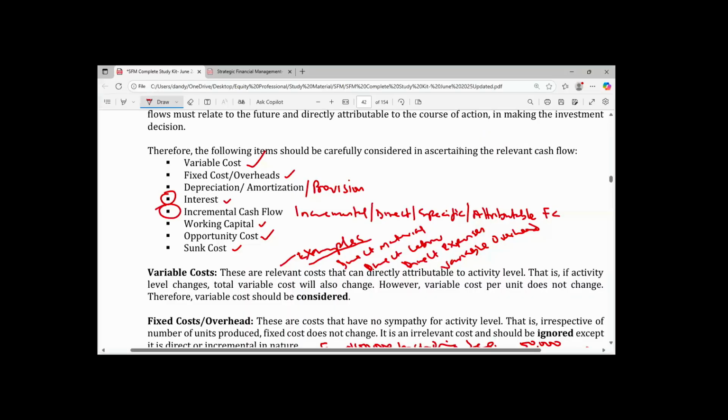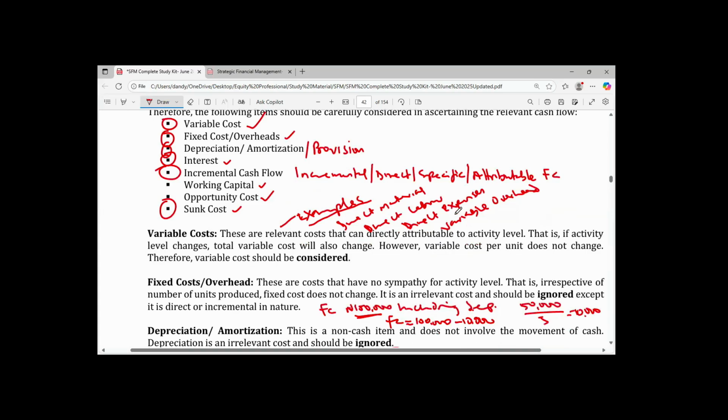Okay, so the next area we are going to discuss: we have talked about variable costs, fixed costs, depreciation, interest, and then incremental, direct, specific, attributable fixed cost. Let's talk about sunk cost. Sunk costs are past costs. They are costs that have already been incurred. They are kind of historical costs.